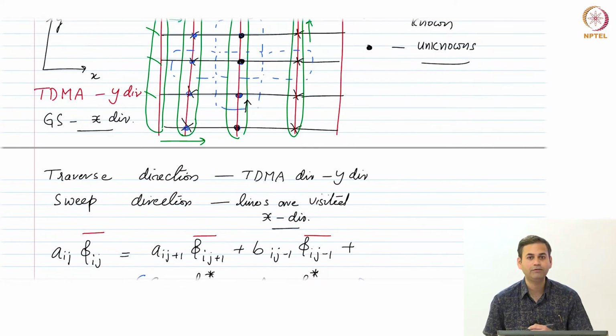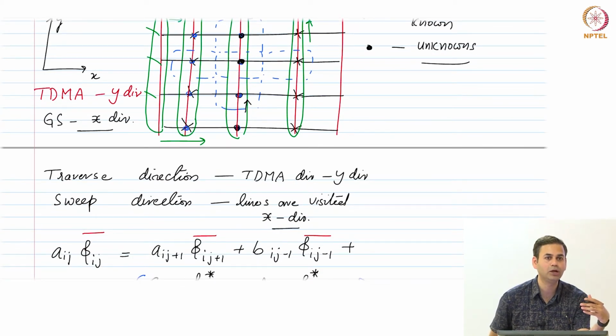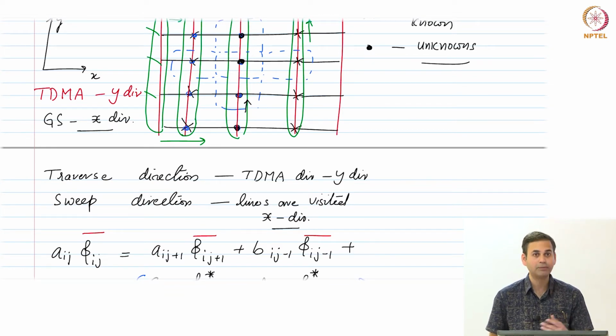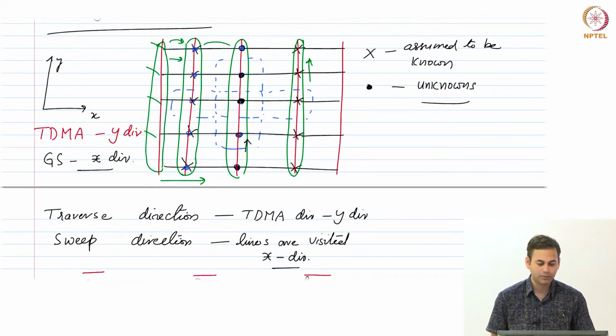That means once you have a TDMA solver for a line, you can easily extend it to solve 2D and 3D, and this will be much faster. We'll see in a little while why it is faster than Gauss Seidel. Why do we say so? The question is, TDMA is quite visible along the y line, but where is the Gauss Seidel coming into play here? The Gauss Seidel is coming into play in terms of convergence.